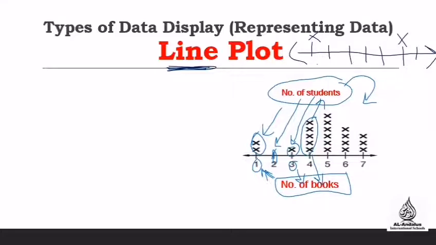Here I have 1, 2, 3, 4, 5, 6. So I have 6 students, and the crosses represent the students who read 5 books. Here I have 4 students who read 6 books. Here I have 3 students who read 7 books. So the number of crosses represents the number of students, and the numbers written on the x-axis represent the number of books.